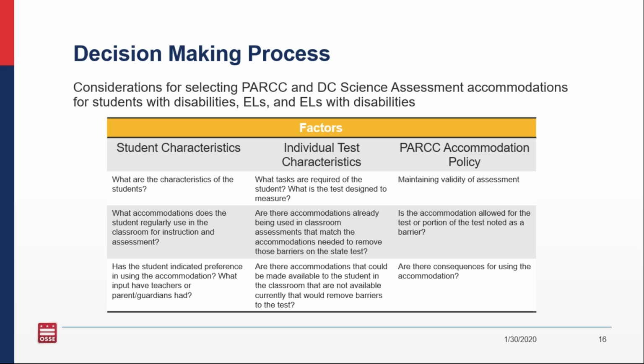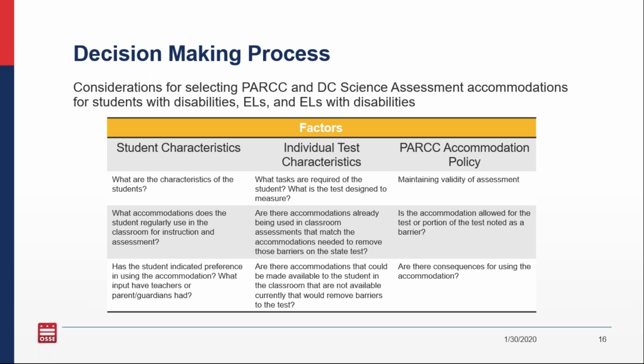So when making decisions about accommodations and accessibility features, there are considerations for selecting PARCC and DC Science assessment accommodations for students with disabilities, English learners, and English learners with disabilities. The PARCC manual has laid out a table with the factors that IEP teams and EL teams should take into consideration. You first have to identify the student's characteristics.